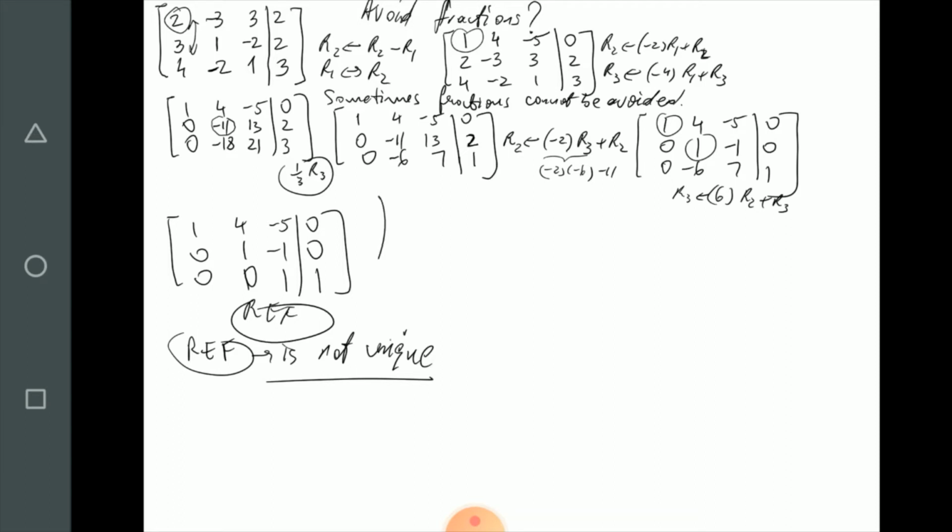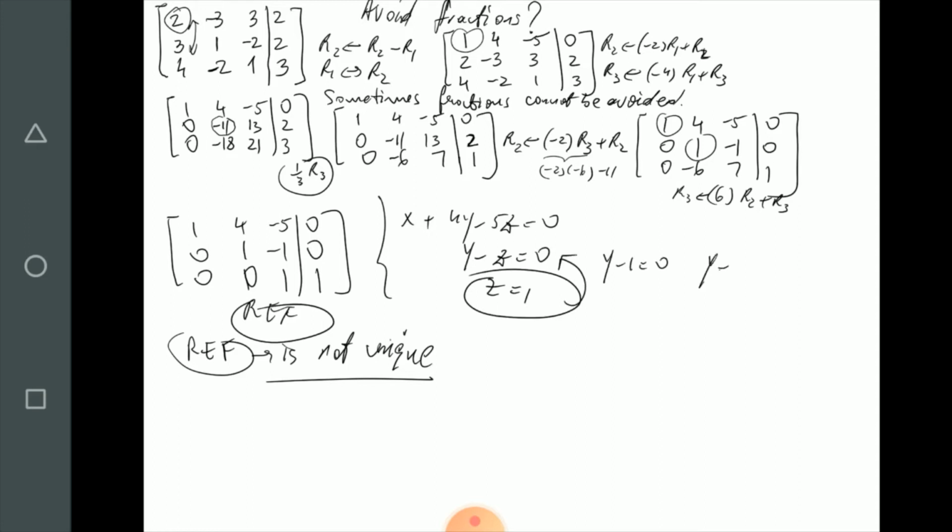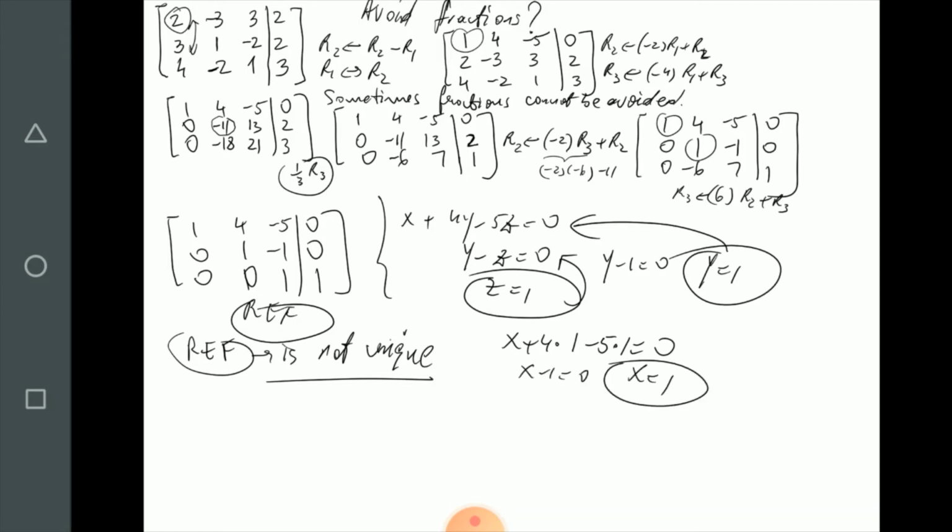Okay, so now the system is much easier to solve. The system is x plus 4y minus 5z equals 0, y minus z equals 0, z equals 1. Z equals 1, plug it back into the second equation, that gives me y equals 1. Plug it back into the first equation, that gives me x equals 1 as expected. So the solution is x equals 1, y equals 1, z equals 1.